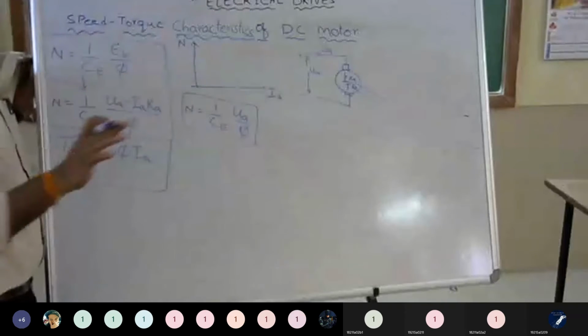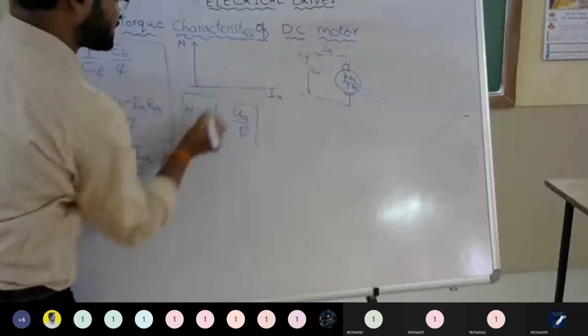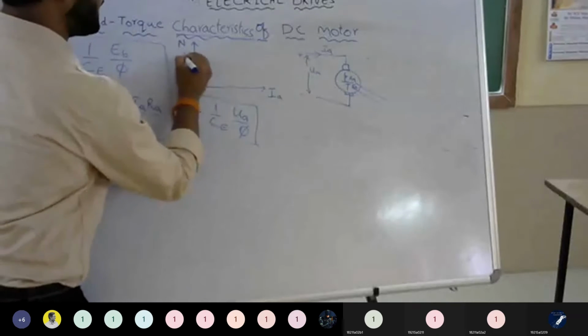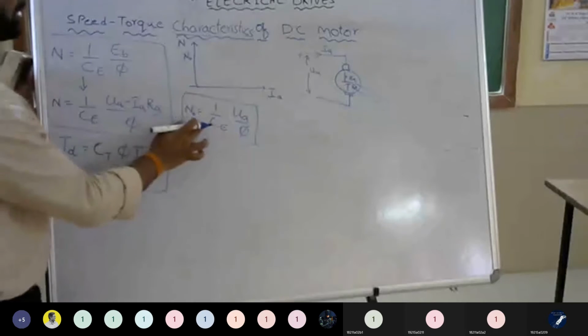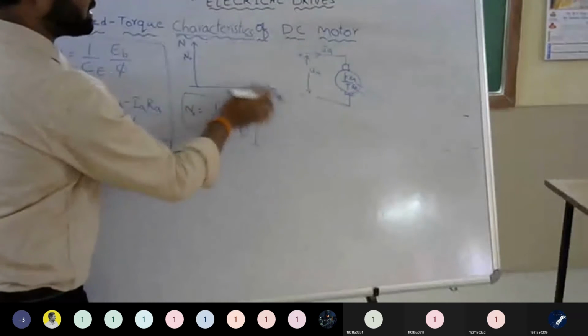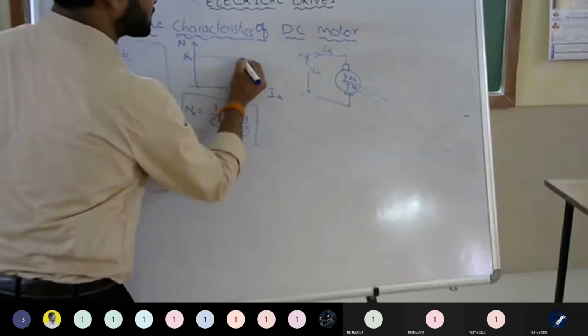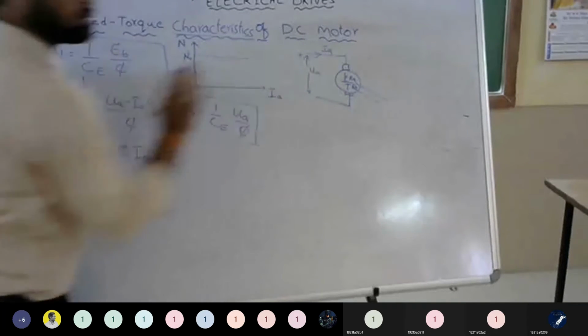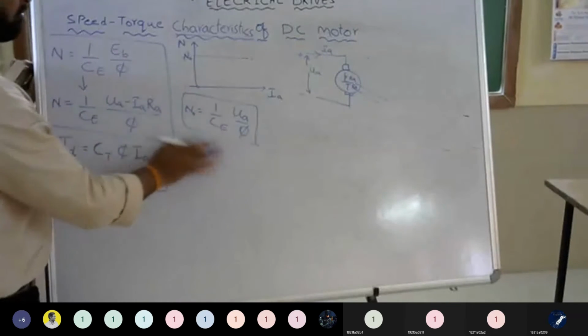That means when there is no load, what is the speed? This is the no load speed. We will consider this as the no load speed N0. This is the no load speed characteristic. So N0 is the no load speed, 1 by CE into UA by flux.